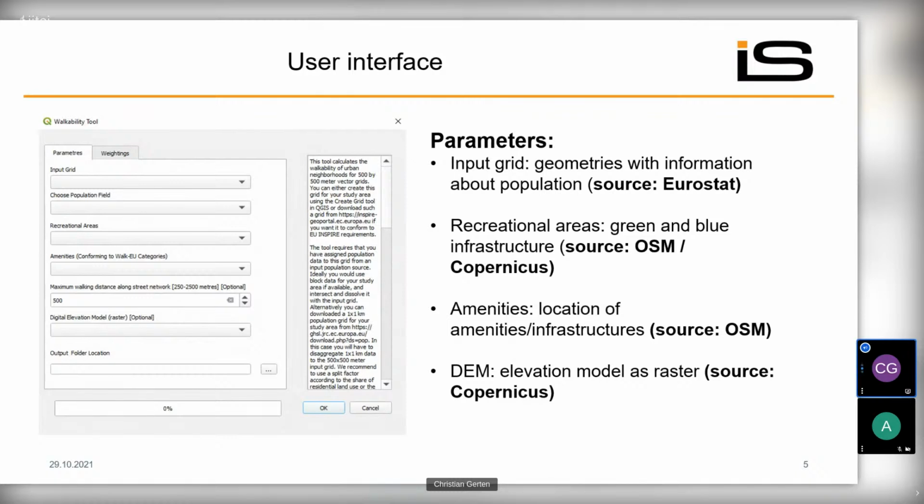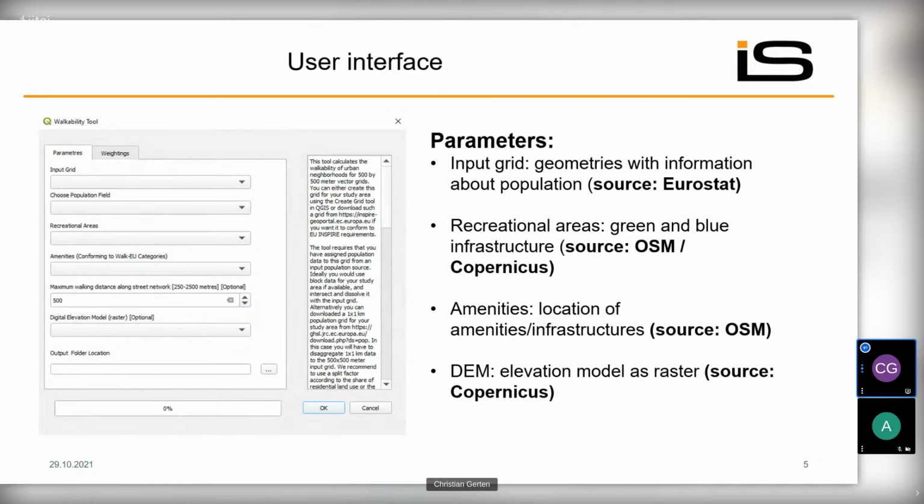We suggest to use input grids, especially from Eurostat, because there is also information about population, which we need, for example, to calculate the population density. Second, we need the recreational areas to calculate the green infrastructure. We would suggest to use, for example, the OSM land use, or Copernicus products like Urban Atlas or something else.